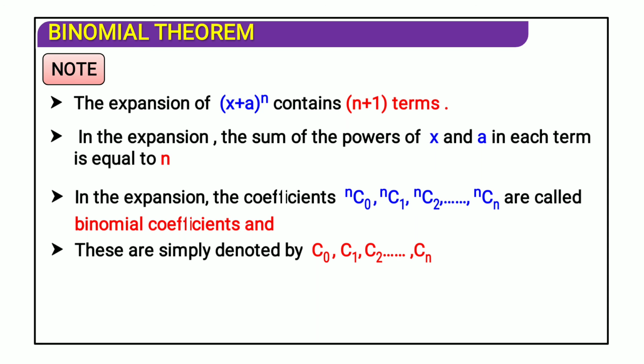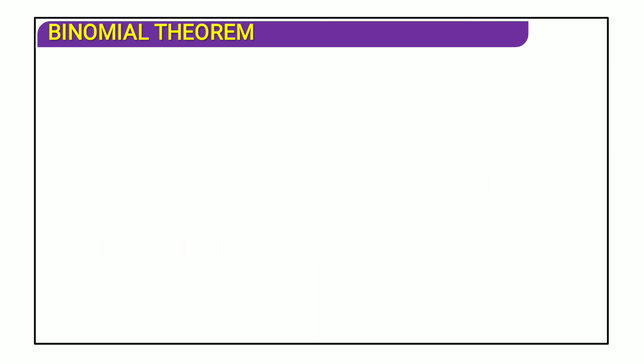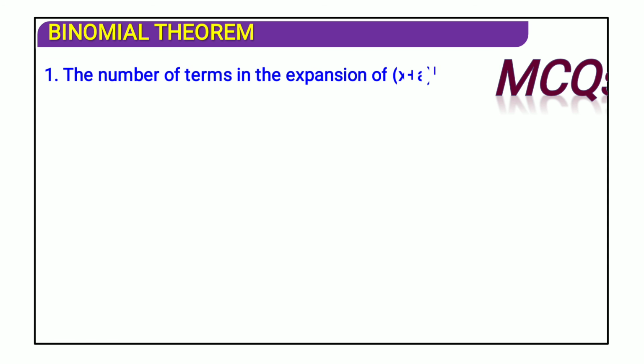Now there are some simple questions for you. See, MCQ number 1, what does it say? The number of terms of the expansion x plus a to the power n is: option A is n, option B is n plus 2, option C is n plus 2 c2, and option D is n minus 1. Think and just tell what will be the answer. The number of terms in the expansion is n plus 1.